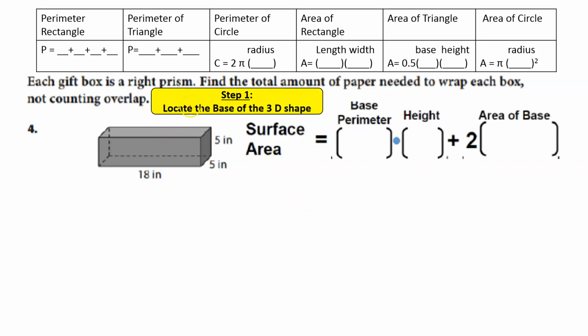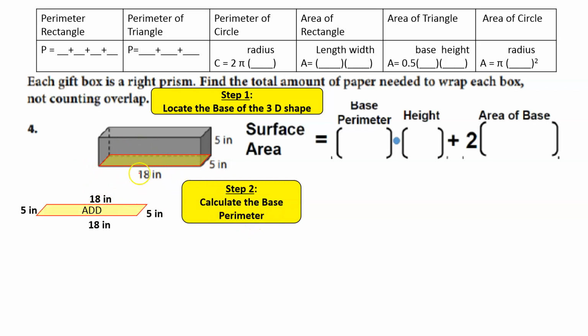First we want to locate what our 3D shape is. In this case, usually it's the bottom portion. It would be this little rectangular shape. It says calculate the base perimeter. Notice our base perimeter is when we add the lengths of our sides. So take a moment right now and add up all those lengths together. And that would be 46. The height of our rectangular prism is 5 inches.